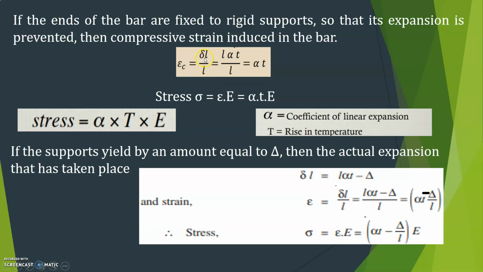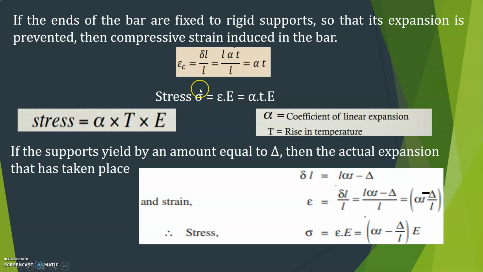Now what is the change in the length? It is L into alpha into T. I have shown that because previously I derived it: delta L is equal to L into alpha into T. Substitute that, divided by L. Here L gets cancelled, so the remaining is alpha into T. So strain is equal to alpha into T.